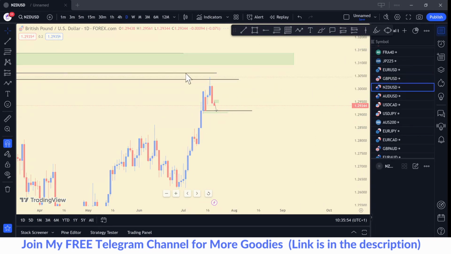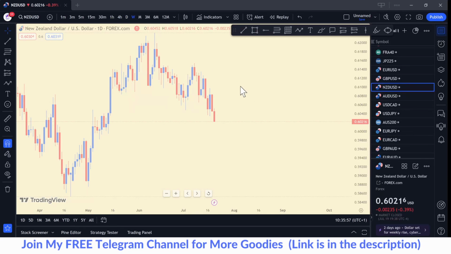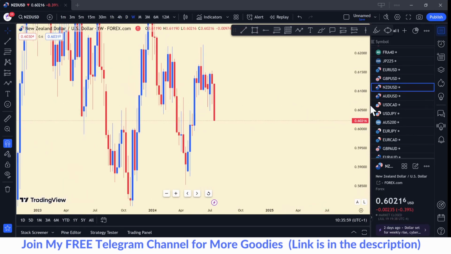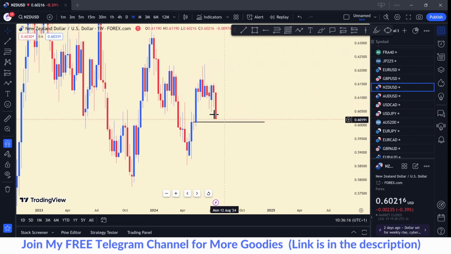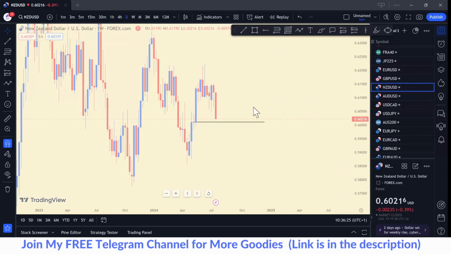On NZD, looking at the weekly, we are approaching a key area on the weekly chart. Once price gets here, if you are shorting, you have to take extra caution because this might be the end of this bearish move. Until I have a change and my confirmation for a bullish bias setting, I will not be buying. Instead, I will be looking for more sales.